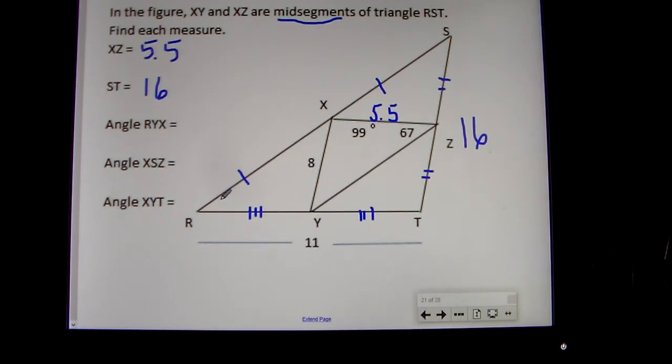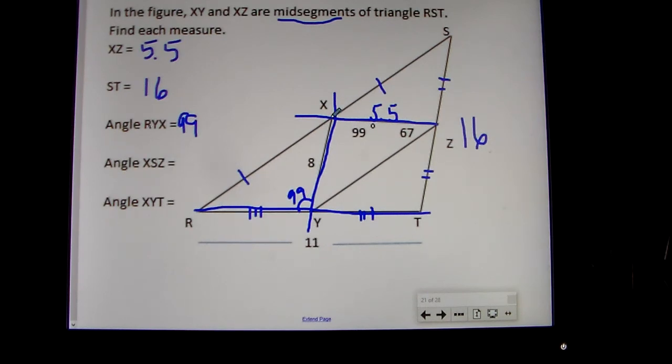Angle RYX. To find this angle, we have to rely on some old information. This is where it gets a little bit tougher. You have to remember parallel lines cut by a transversal. Right here, XZ is parallel to RT. The transversal line is right there. So it turns out, by alternate interior angles, you know this angle right here is 99 degrees. So that's 99.